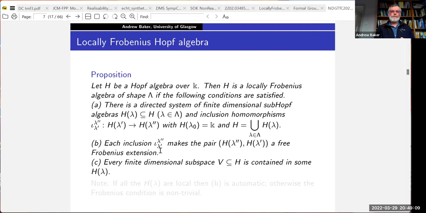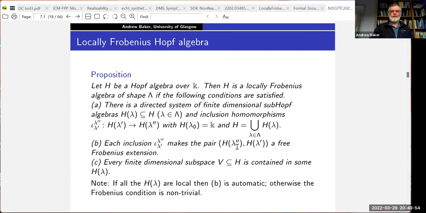An important thing to notice is that if you have a finite dimensional subspace V of H, it has to be contained in an H of lambda. Now that's where the filtering condition really comes in, because every element in V sits inside some H of lambda, but if you have a finite basis, there will be an upper bound for the corresponding lambdas, so it sits inside some big enough H of lambda. So this is a kind of local finiteness condition on subspaces and elements and so on. Okay, so that's the Hopf algebra case, and that's really the situation I want to think about.